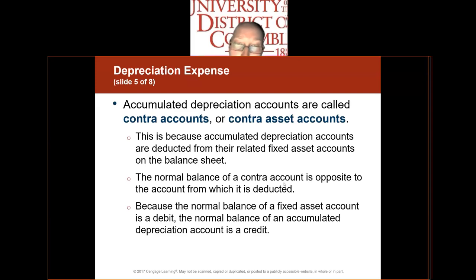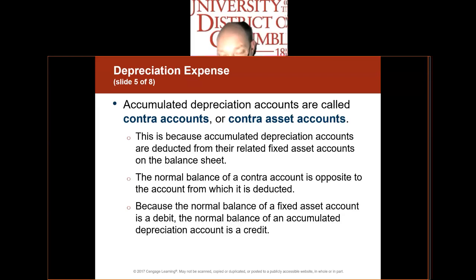The normal balance of a contra account is the opposite of the account from which it was deducted. Because the normal balance of a fixed asset account is a debit, the normal balance of the accumulated depreciation account is a credit. In other words, in order to recognize the fact that depreciation happens on a year-to-year basis, I debit the depreciation expense and I credit the accumulated depreciation until its useful life reaches zero.